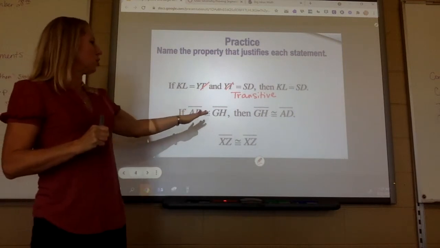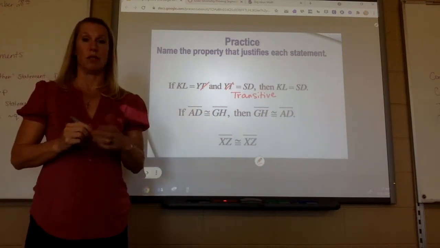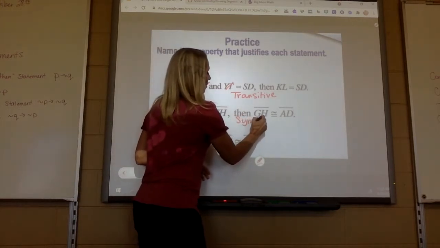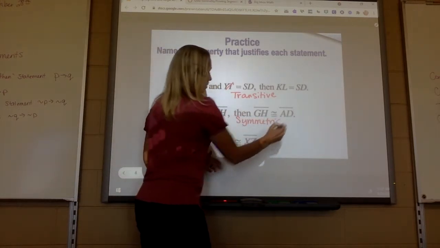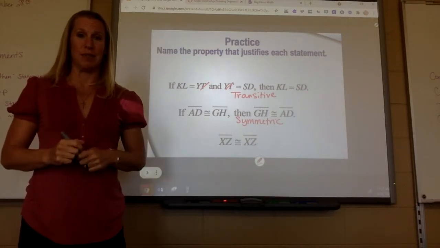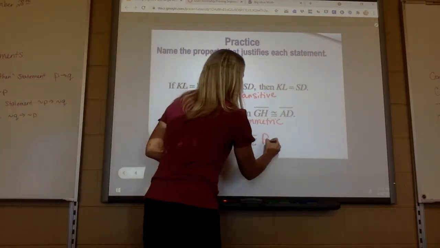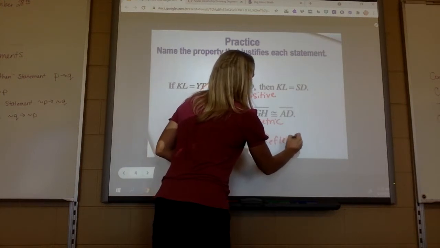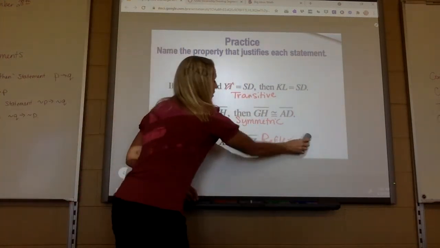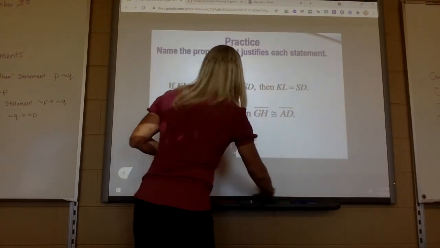If AD equals GH, then GH equals AD. What's the one that's like the converse? That is symmetric property. And then what's the one that equals itself? XC equals XC. That's reflexive. Remember, I think reflection in the mirror. All right, so you got to know those.